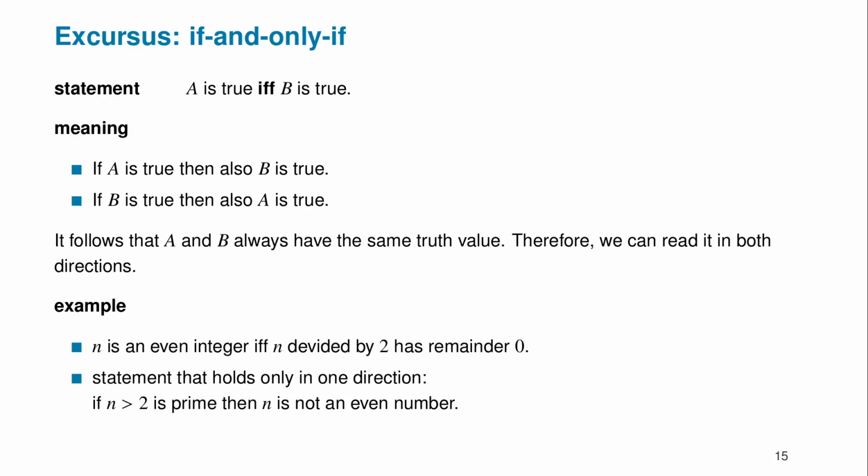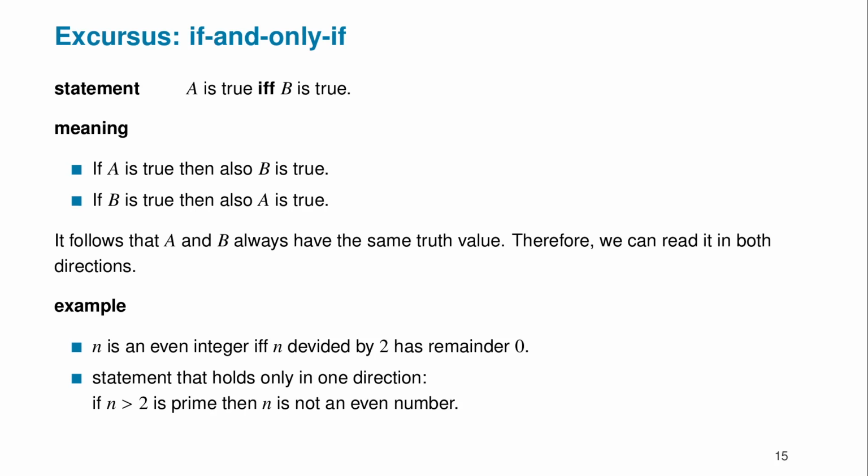Let's have a look at an example. n is an even integer if and only if n divided by 2 has remainder 0. This we can read in both directions. If n is an even integer, then it follows that we can divide it by 2 and get remainder 0. If we get remainder 0 when dividing integer n by 2, then we know it's even.